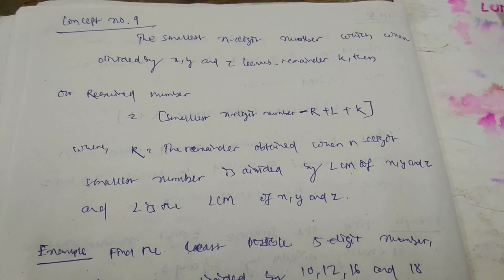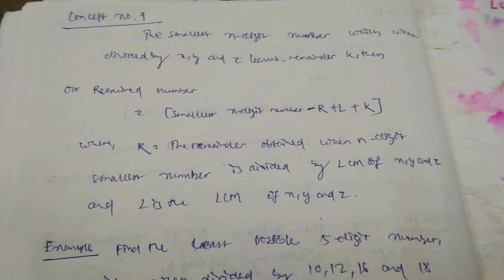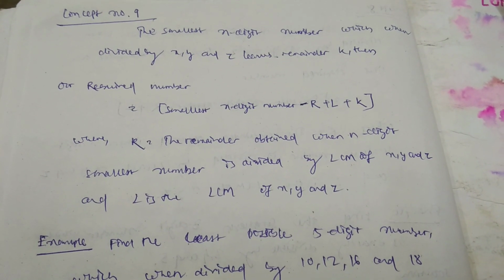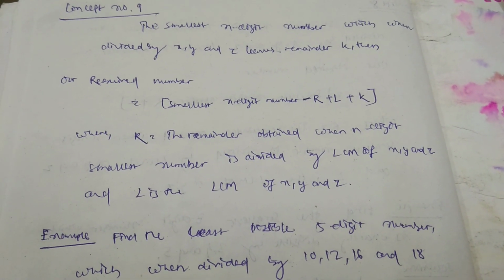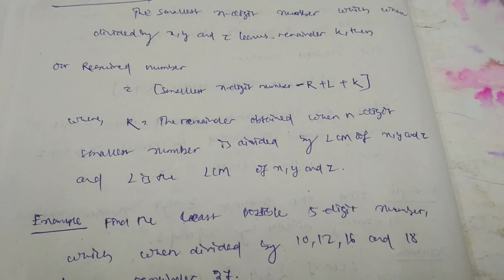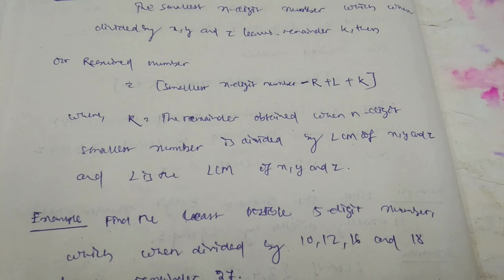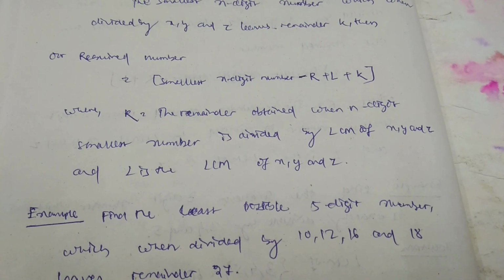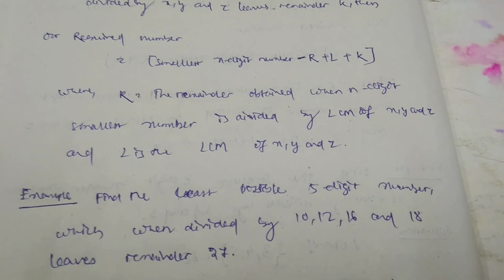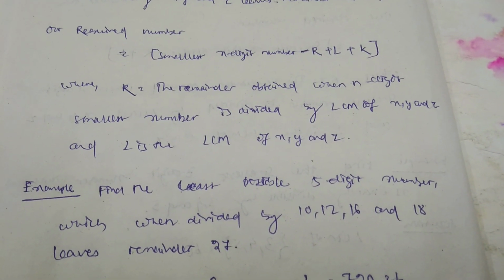Moving forward to concept number 9. The smallest n-digit number which when divided by x, y and z leaves remainder k: our required number equals the smallest n-digit number minus r plus L plus k, where r is the remainder obtained when the smallest n-digit number is divided by the LCM of x, y and z, and L is the LCM of x, y and z.